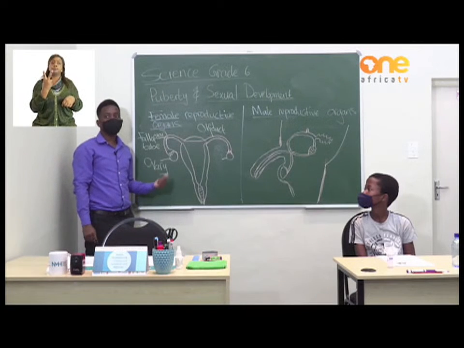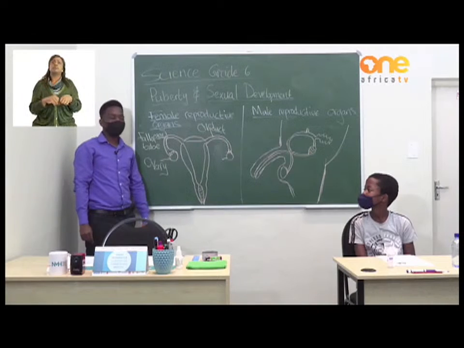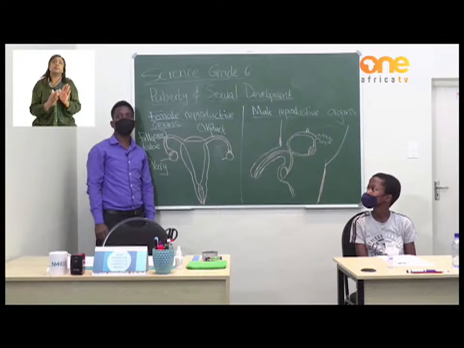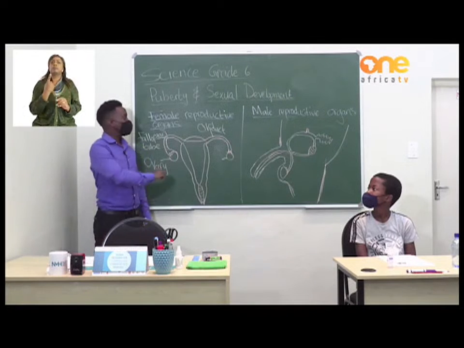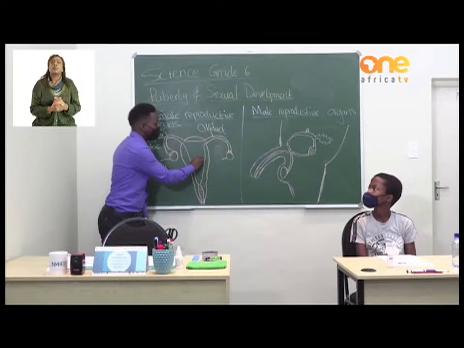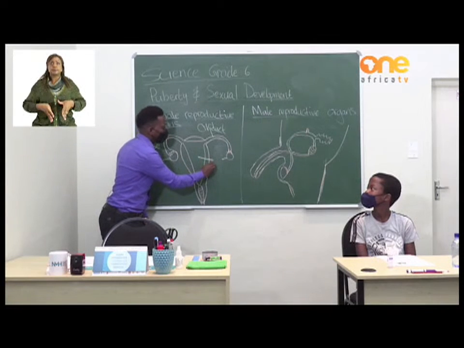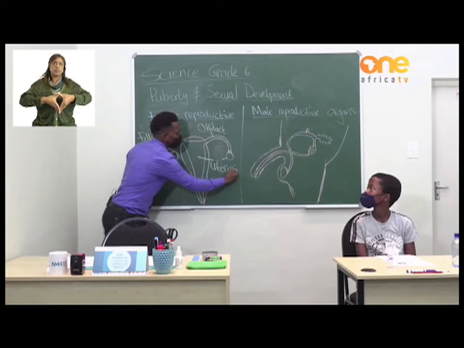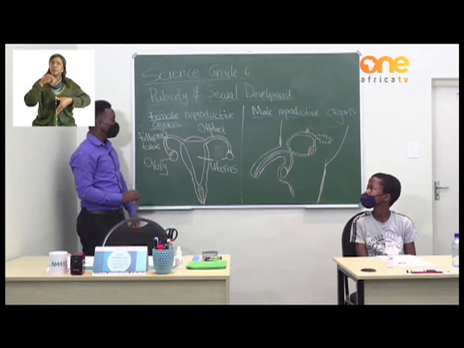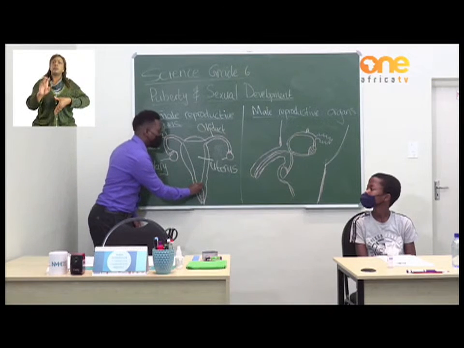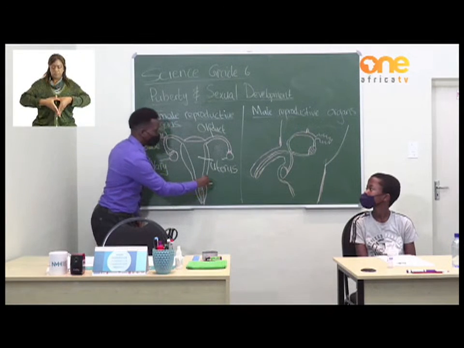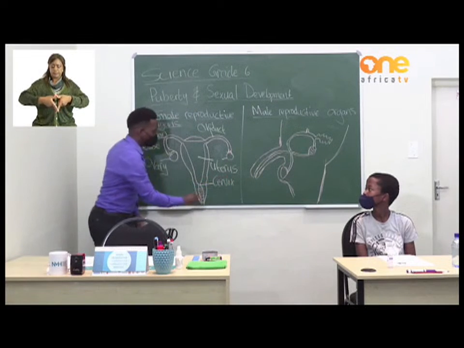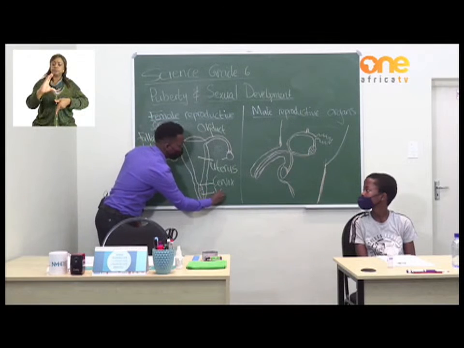Do not worry if you cannot see the words very well. You can just turn to your book on page 19 and you will be able to see the structures there. Okay, the next structure we are going to label is right here, and this structure we refer to as the uterus. From the uterus we have a structure responsible for closing and opening known as the cervix. And from the cervix we have the vagina.